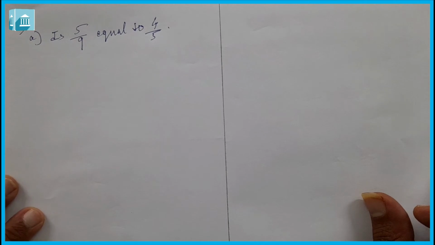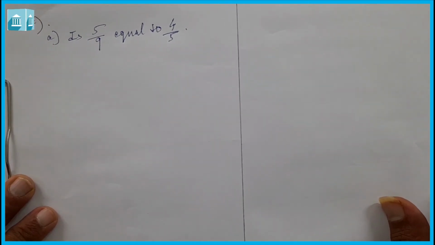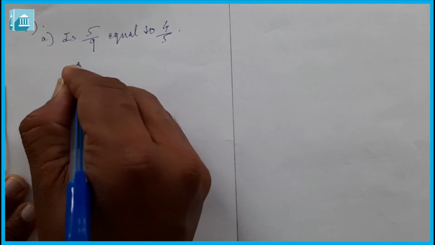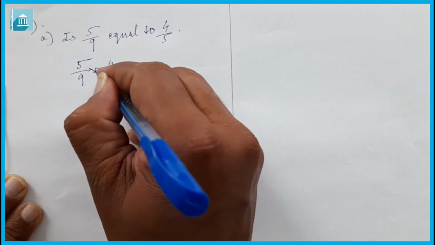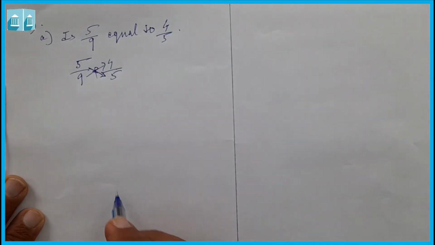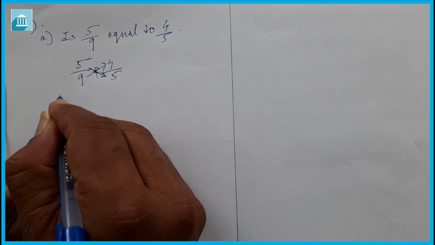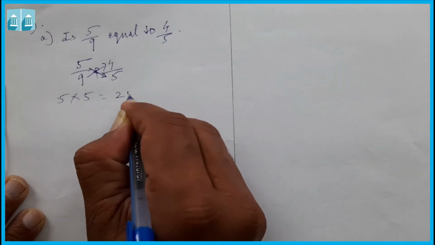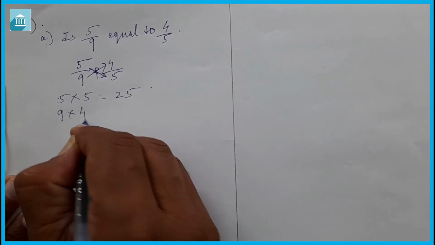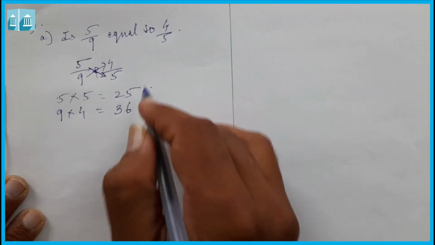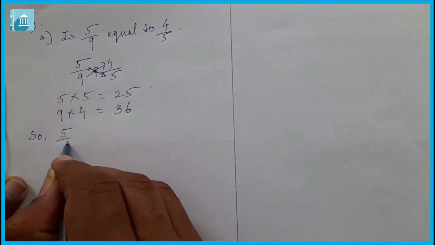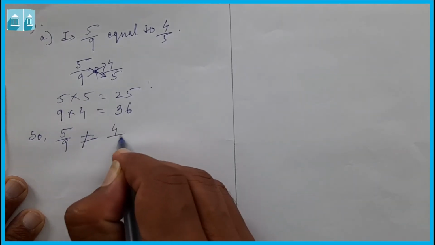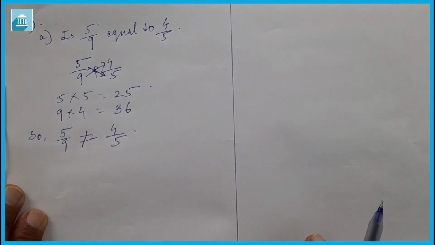During equivalent fractions we had done the cross multiplication method. If we cross multiply, it will be 5 into 5, which is equal to 25, and 9 into 4, which is equal to 36. So these both are different. So we can say that 5 by 9 is not equal to 4 by 5.